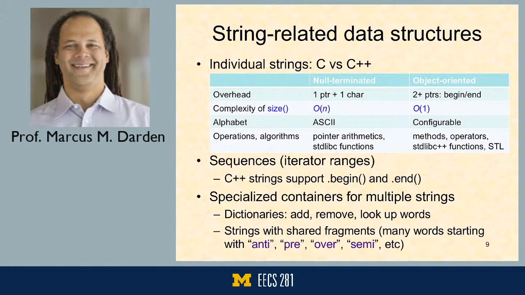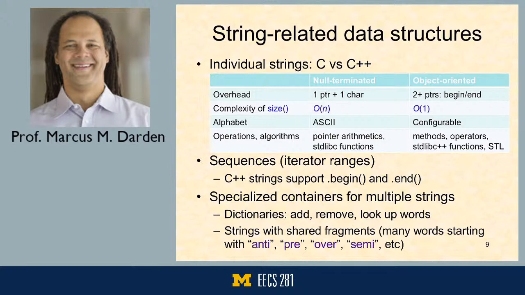All right. The complexity of size, then, because we've got these two pointers in a C++ string, is we can always just subtract those two pointers, as they are pointers to contiguous memory. So I get that constant time calculation of size in a C++ string.